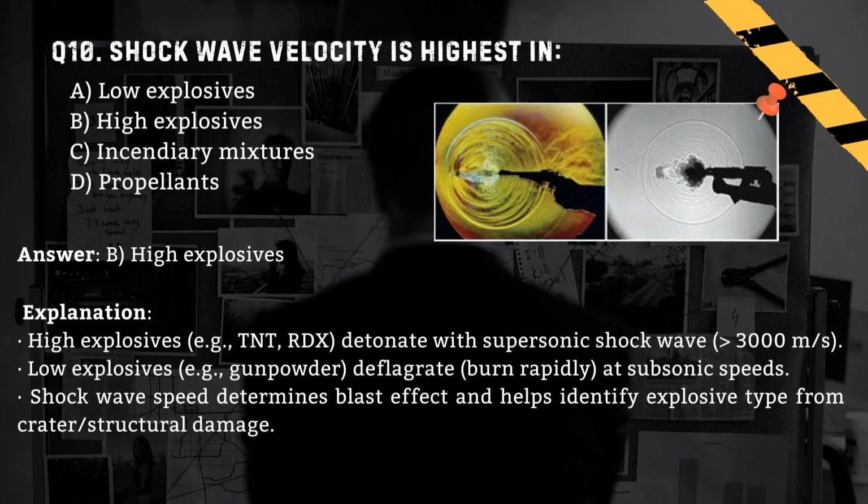Next, shock wave velocity is highest in: answer is high explosives. Now high explosives undergo detonation which produces supersonic shock waves. Now shock velocity distinguishes detonating explosives from deflagrating ones.